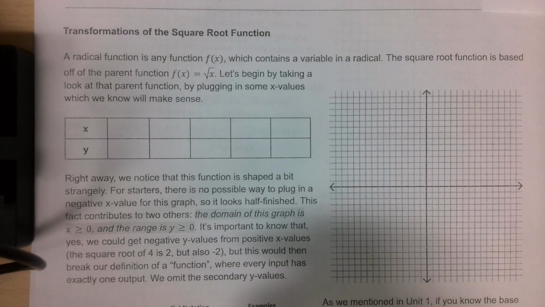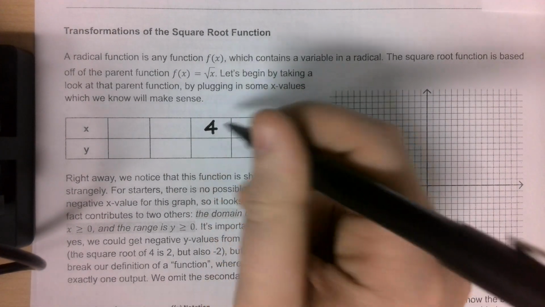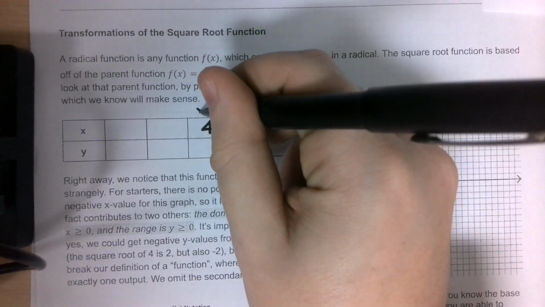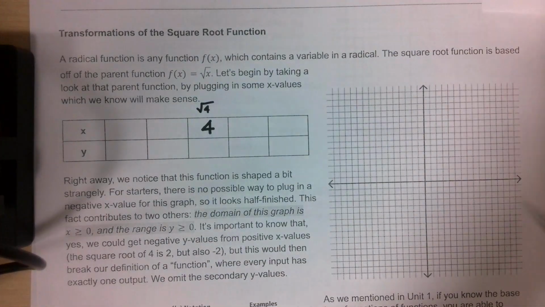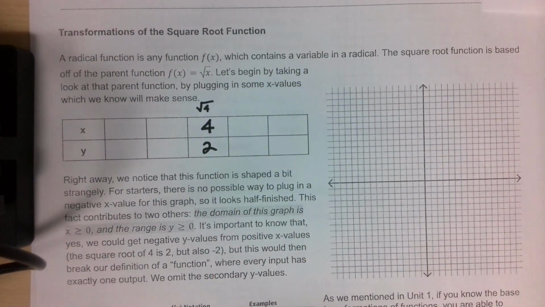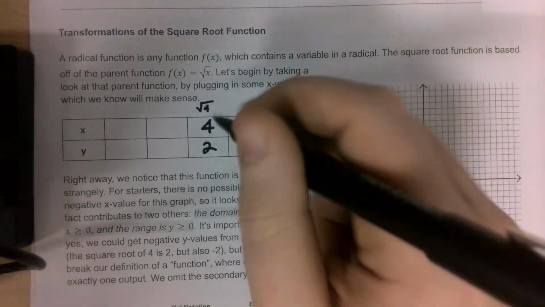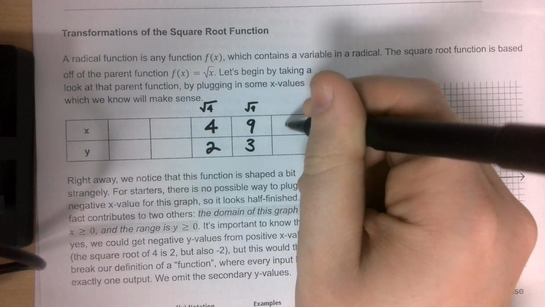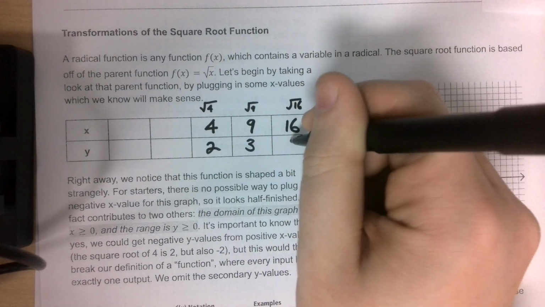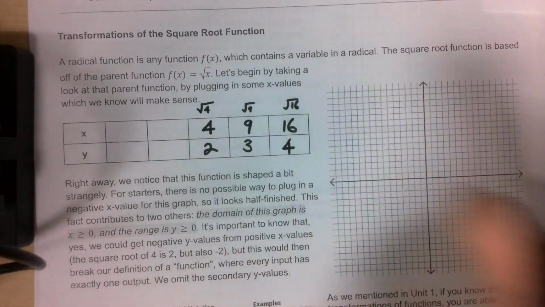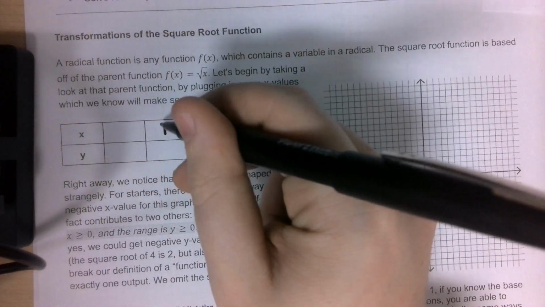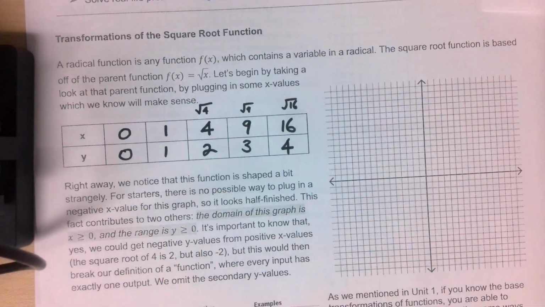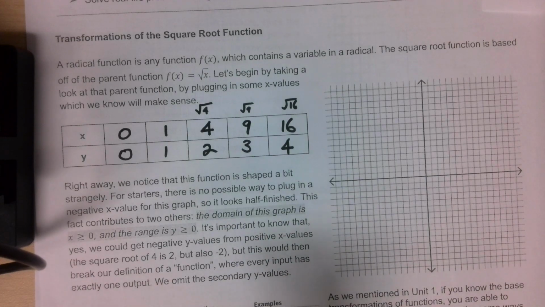Maybe you first think of 4. I mean, the square root of 4 is a number, right? If we plugged 4 in here, we would get the square root of 4, and that's just going to be 2. You might realize that some other perfect numbers might be 9, because the square root of 9 is 3, and 16, because the square root of 16 is 4. And we can go this way as well. The square root of 1, for instance, is 1, and the square root of 0 is 0. So this is a good start for us.